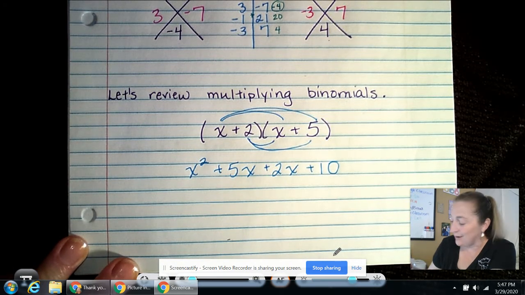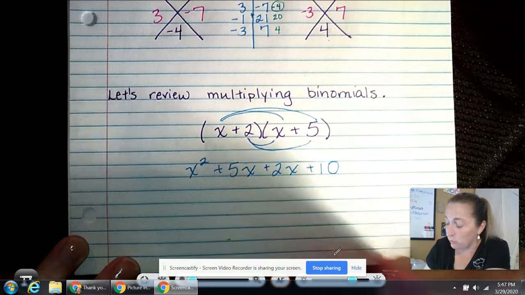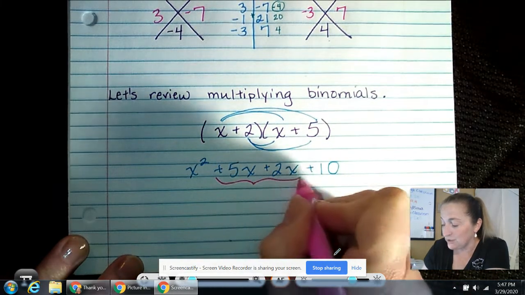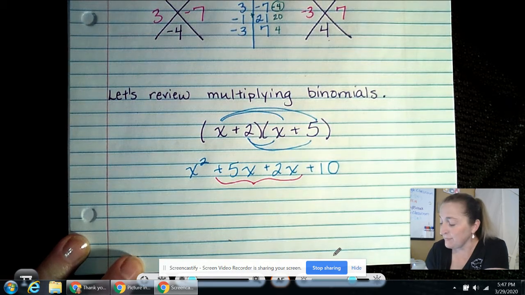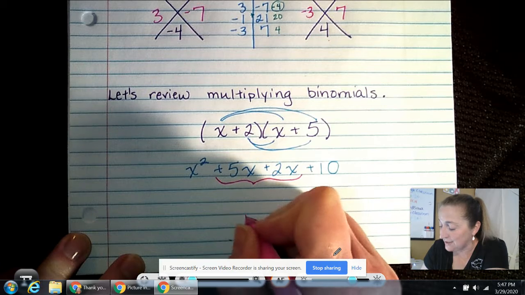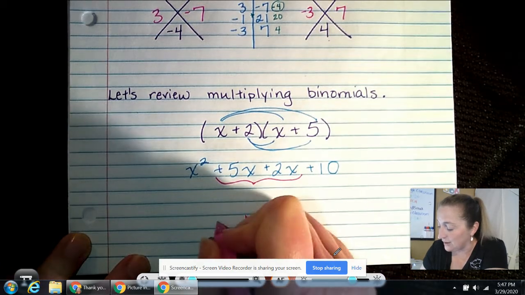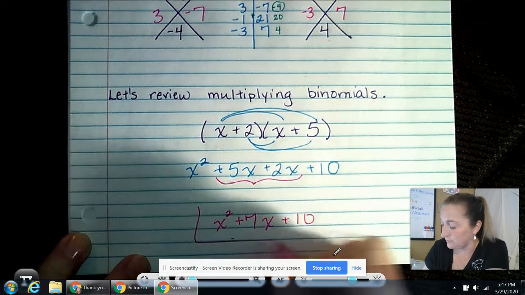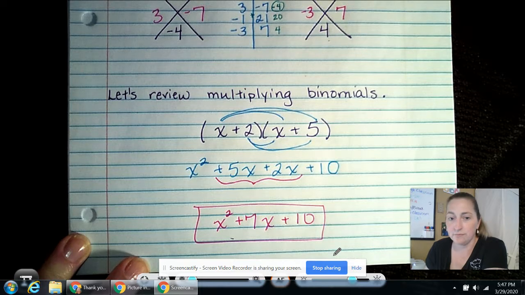But now, if we can, we have to combine like terms. And what happens almost every time is you're going to end up with two like terms right here in the middle, and we're going to add those together. 5x plus 2x is 7x. And then we bring down the first term and the last term. And that was our answer.